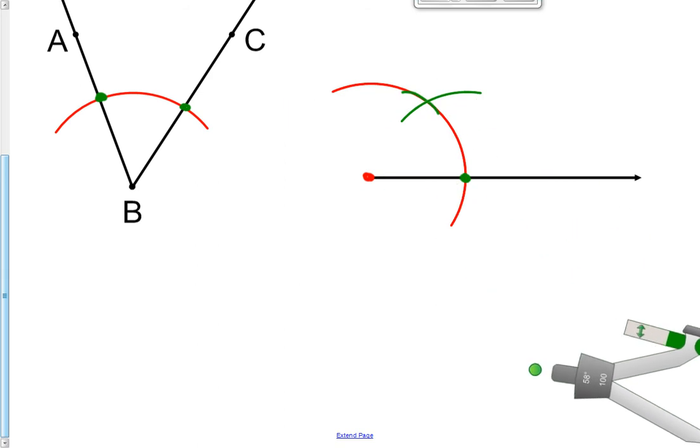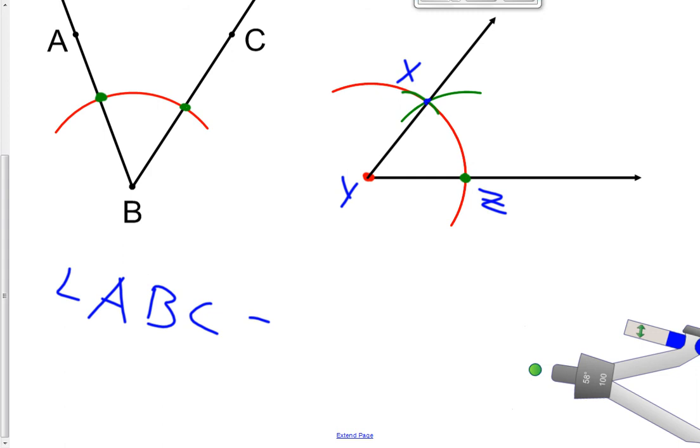And now with a straight edge, you connect a line from the vertex right through that X, right through that intersection that you made. And right there, now you have successfully copied the angle. So now if I were to call this angle XYZ, you can now say angle ABC is congruent to angle XYZ. And that's how you copy an angle.